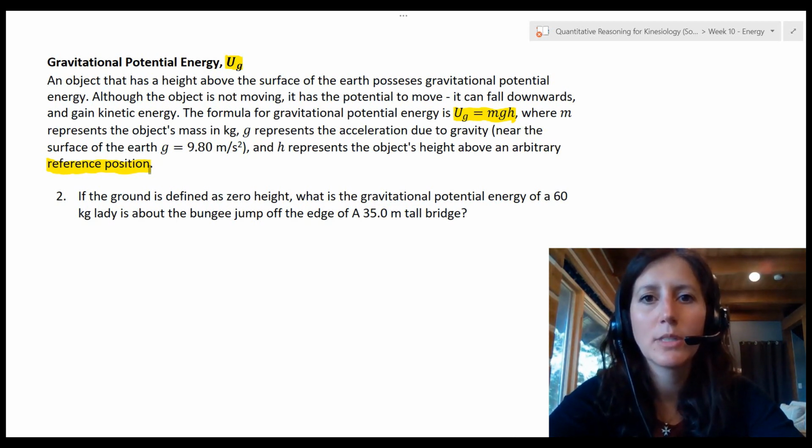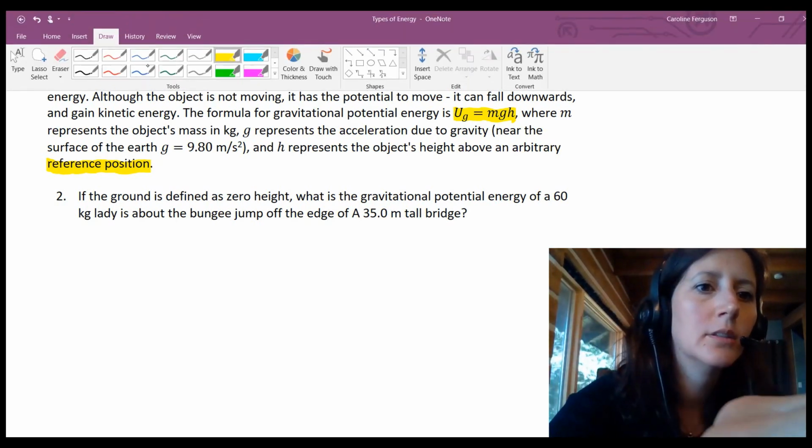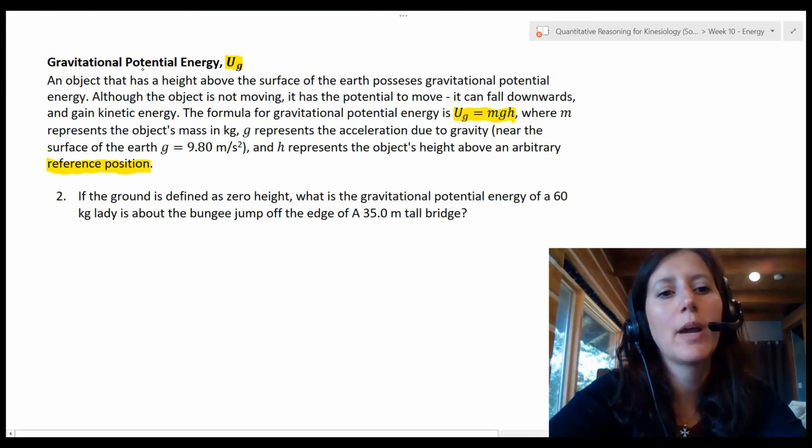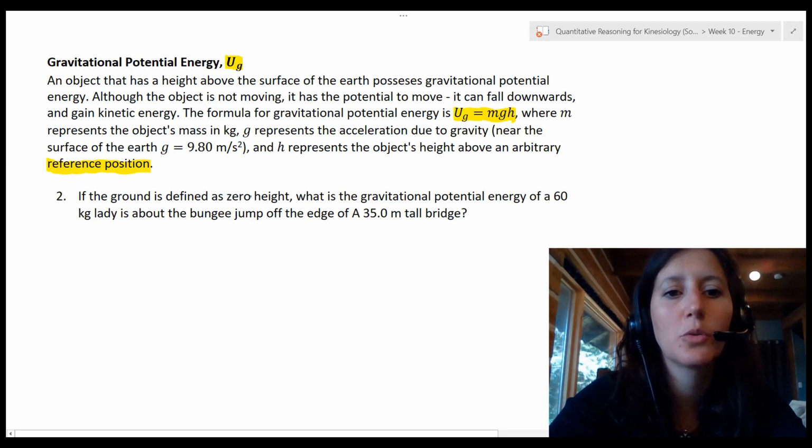And this will make a little bit more sense when we start to do more complex problems, okay? So let's try question 2. It says, if the ground is defined as 0 height, so that is the reference position, is the ground.